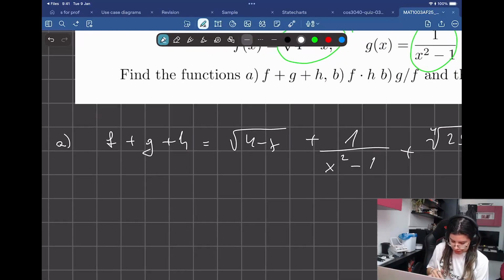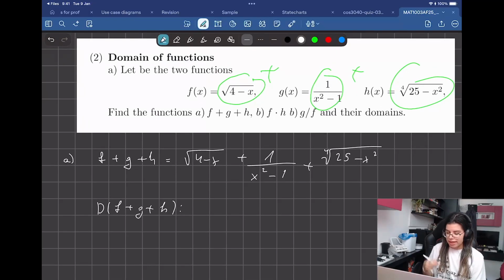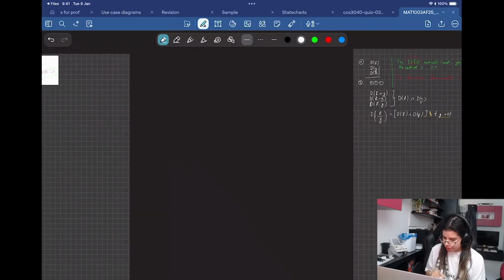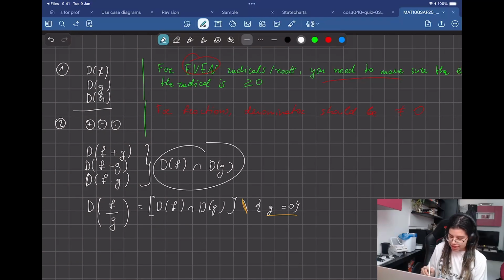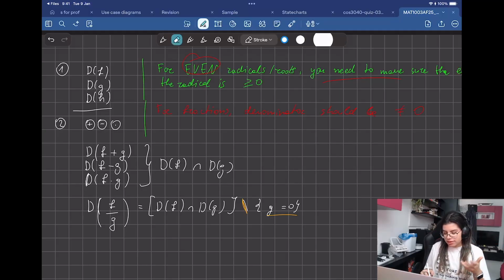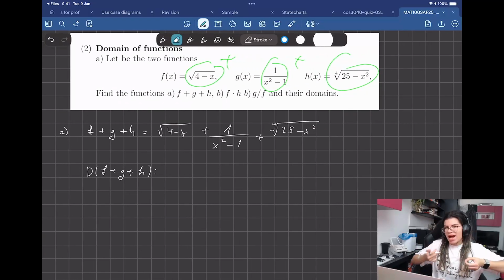Now for the domain of the sum, what was the rule? Well, it's just the intersection of the three separate domains, right? So I had written it somewhere here. It's just going to be the intersection. In this case, we have the sum of all three functions, so it's going to be the intersection of all three domains. But that's not really hard to do, because you already have the domains.